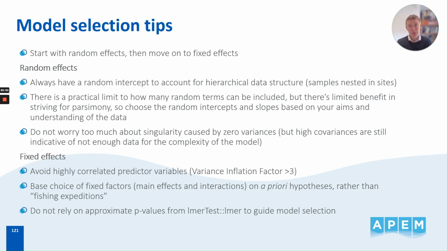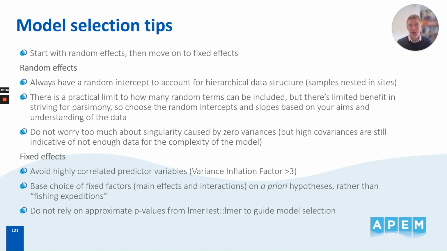When it comes to the random effects, first and foremost, we should ensure that we always have a random intercept in the model. This is important to account for the hierarchical data structure. The fact we have samples nested within sites means that we have to account for that spatial structure in our data. If we fail to do that, then we commit to what's called pseudo-replication, which results in artificially optimistic looking p-values and gives us false positive results.